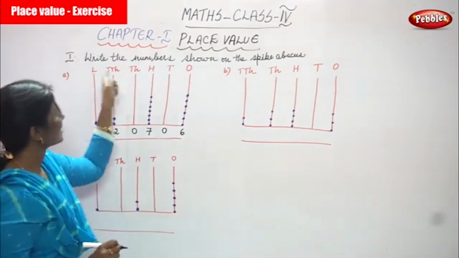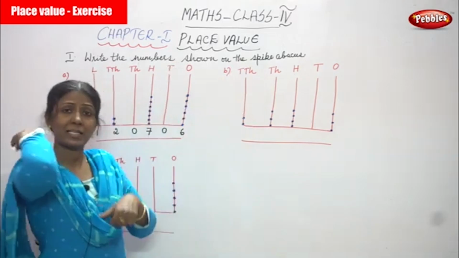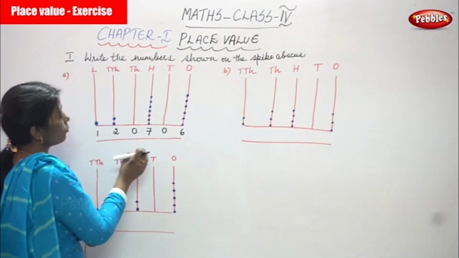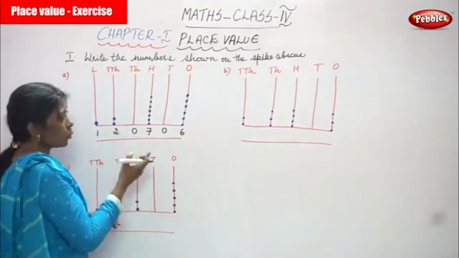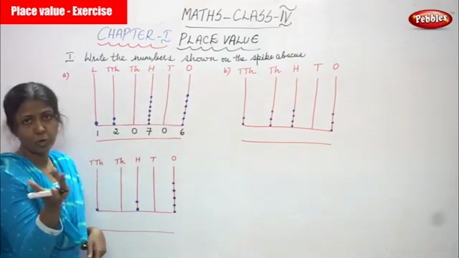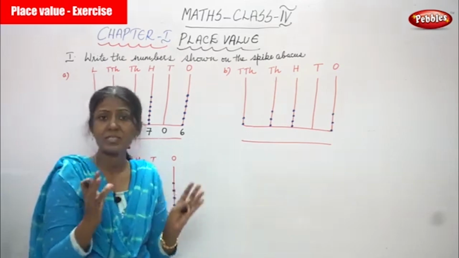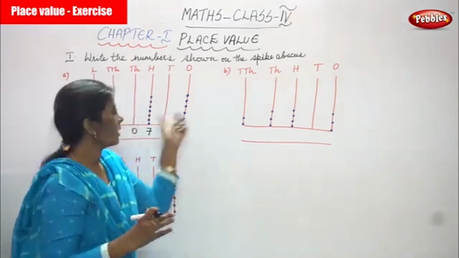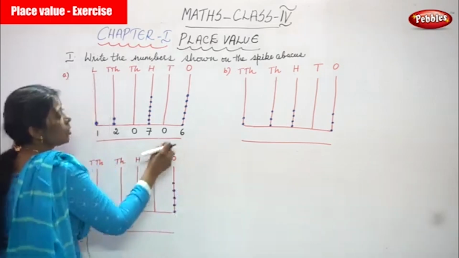So this is what you have to write. I'll repeat once again. Write the numbers shown on the spike abacus. This is the abacus method. The picture is given in the book. You have to count the balls, otherwise the dots. I consider them as dots, but imagine it is an abacus kit, so you have to consider these dots as balls.